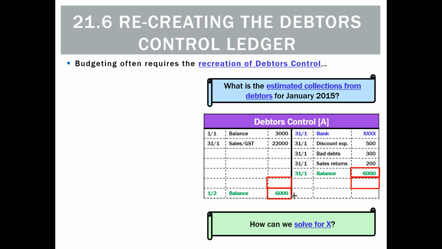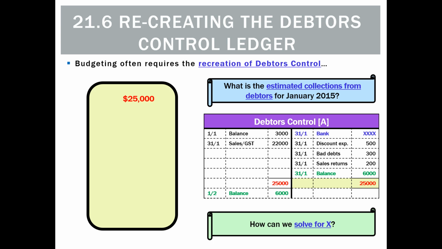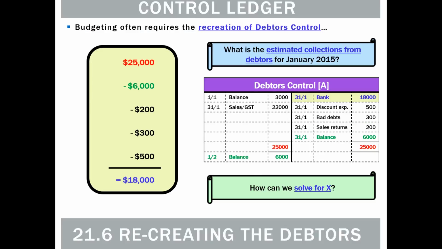Well, what we can do then is say, well, obviously the debit side in this case must have been bigger. And if we add up these two numbers, we'll get 25,000. And now I've got that, I can actually solve for X. What I can do is say, well, that number there less the balance going forward, the sales returns, the bad debts, the discount expense, that must actually be the bank number. And we can now say we're expecting to collect from debtors $18,000 during the month of July.